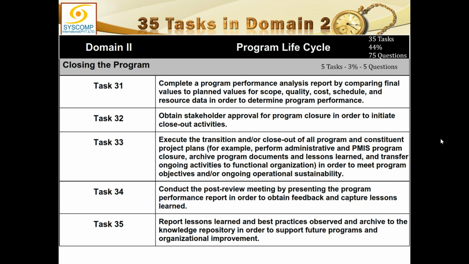Task 33: execute the transition and closeout of all program and constituent project plans. For example, perform administrative and PMIS program closure, archive program documents and lessons learned, and transfer ongoing activities to the functional organization in order to meet program objectives and ongoing operational sustainability.